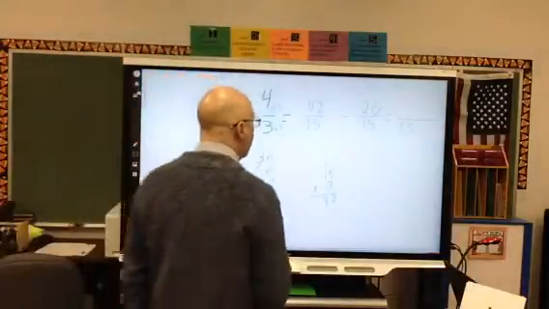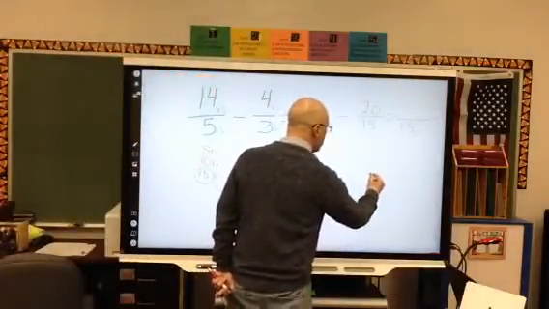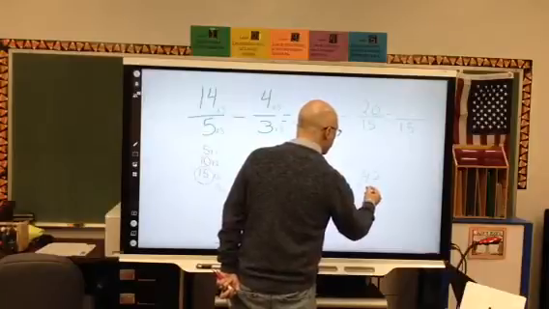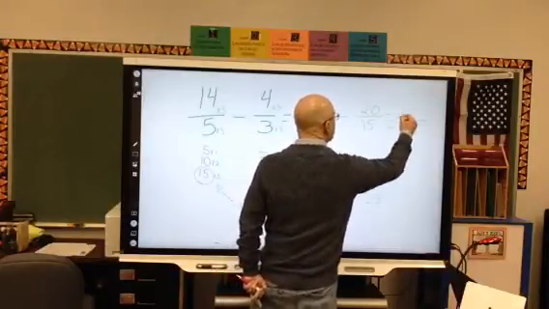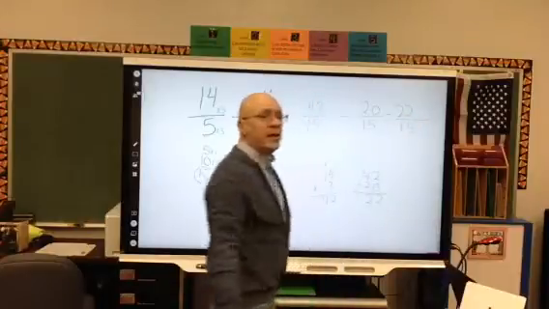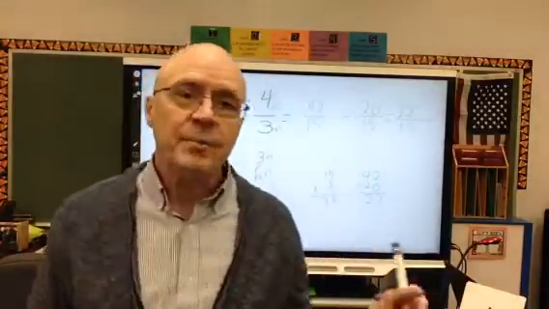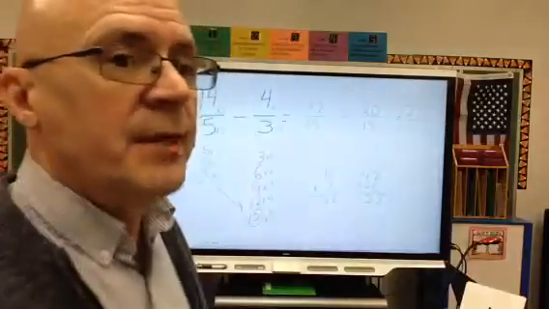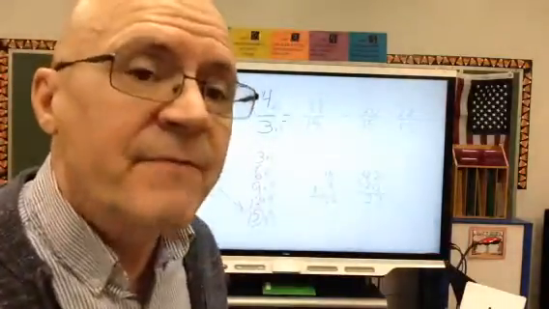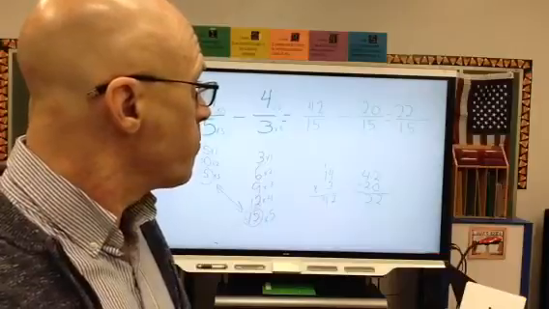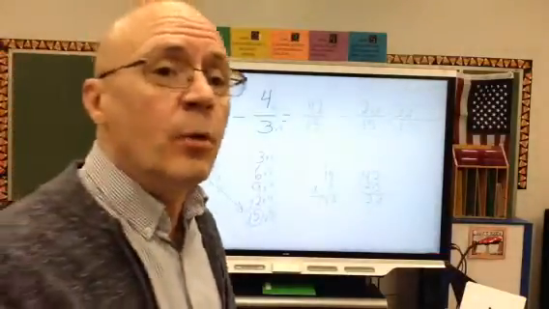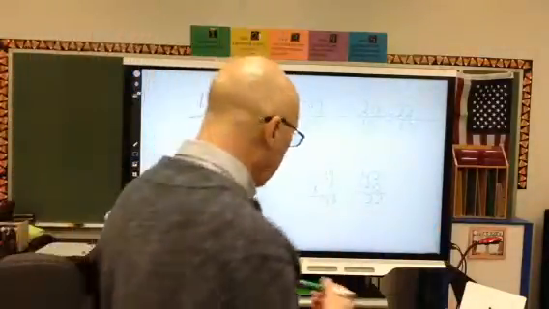Now I'm going to subtract 42 minus 20. It equals 22. Now, many of you might be saying, Mr. B, that's not finished. Mr. B, that's not finished because it's improper. The numerator is larger than the denominator.